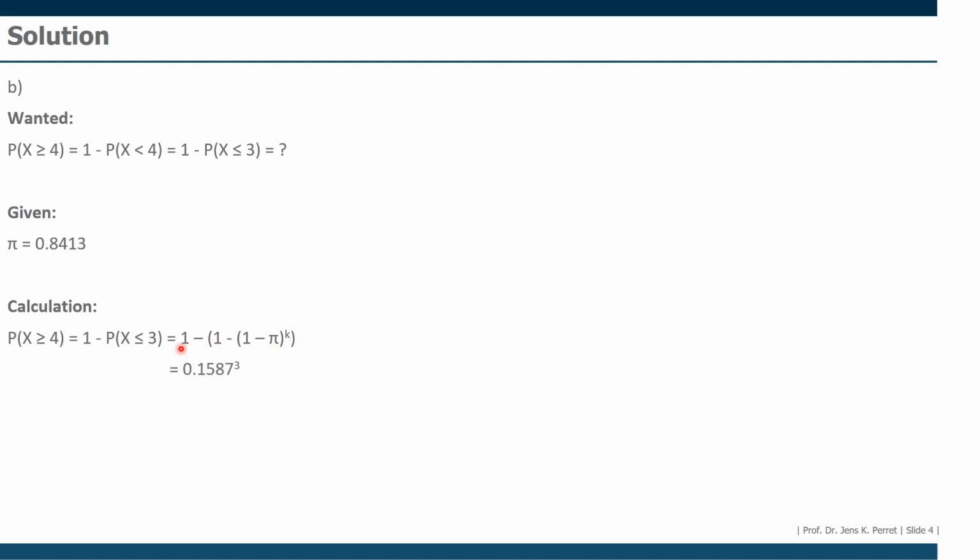Giving us then, well, the 1 and the 1 cancel each other out. Minus minus becomes plus. So we only have 1 minus pi to the power of 3. That's actually (1 minus pi) to the power of 3, giving us an end result of 0.4%. So 0.4% of all students will finally fail the exam, will not pass this in first, second, or third trial. Well, that's it.